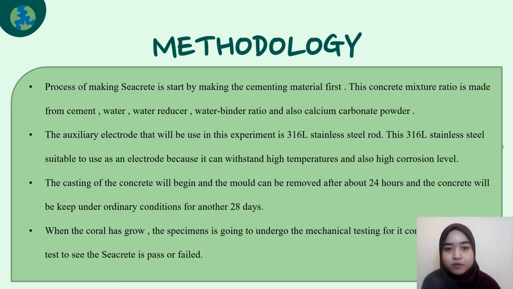Next, we will go through the first process of making the SEACRETE. I will start by making the cementing material first. The concrete mixture is made from cement, water, water reducer, water binder ratio, and also calcium carbonate powder. The auxiliary electrode, which is the connection for the current that will be used in this experiment, is 316L stainless steel rod. This 316L stainless steel is suitable to use as an electrode because it can withstand high temperatures and also high corrosion levels. This type of steel is the same as our stainless steel.